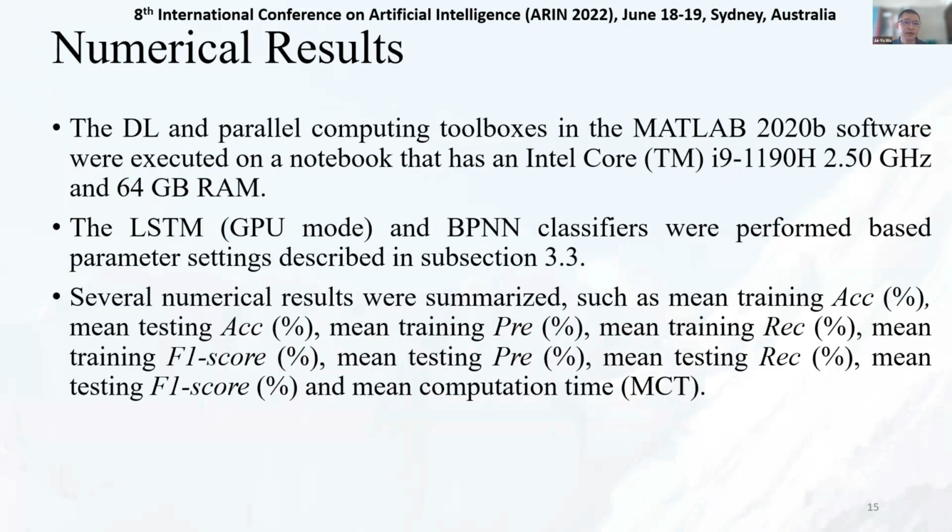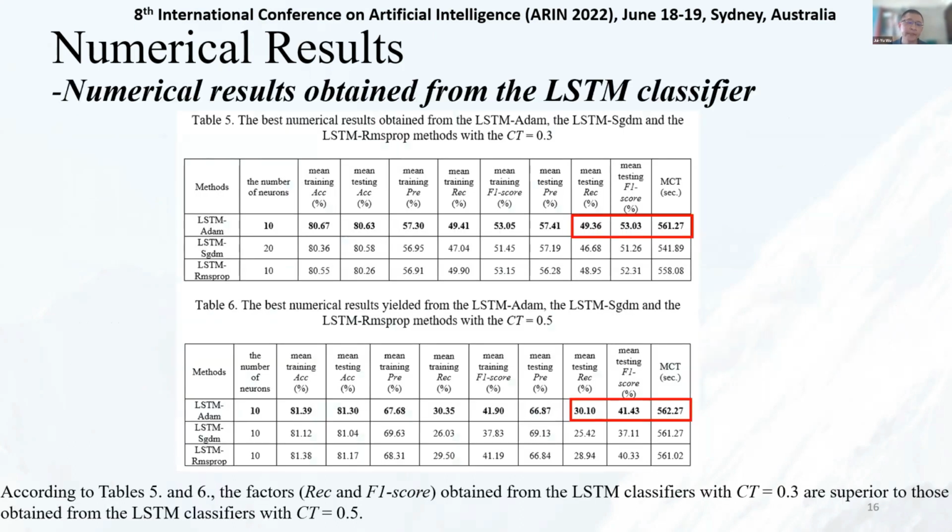Numerical result. The deep learning and parallel computing toolbox in MATLAB was executed on a notebook. The LSTM and BPNN classifiers were performed based on parameter settings. Several numerical results were summarized: the mean training and testing accuracy, precision, recall, and F1 score, and the mean computation time.